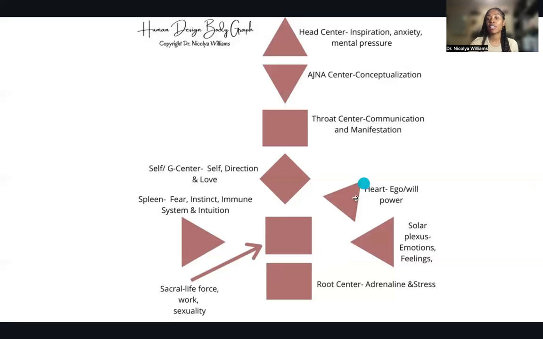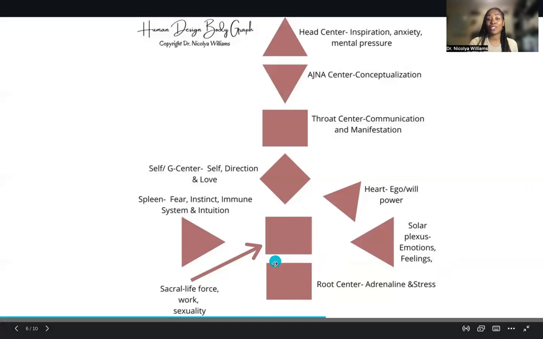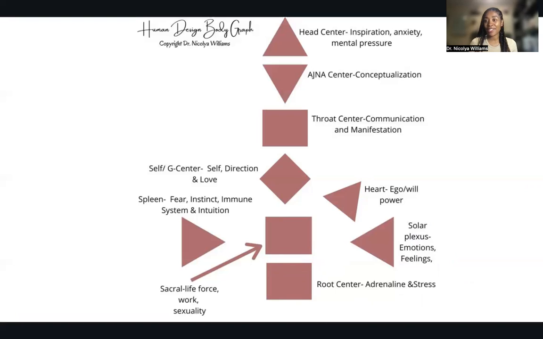And then you have the heart center right here, which is all about ego and willpower. That willpower to drive. Mine is super, super lit up. We have the emotional solar plexus, which is all around emotions and feelings. And then right here at the bottom, this is also a motor center, which gives you a lot of renewable energy. And it's all about adrenaline and stress. Okay.